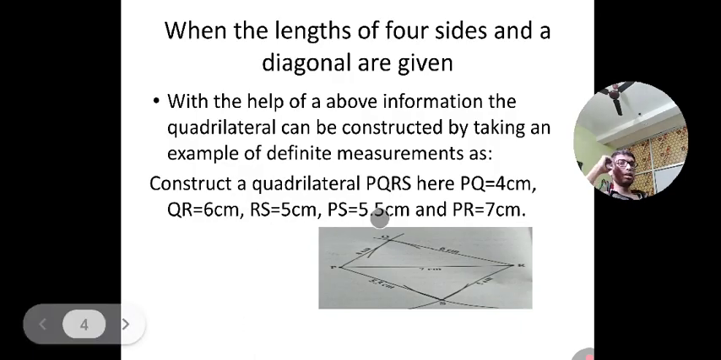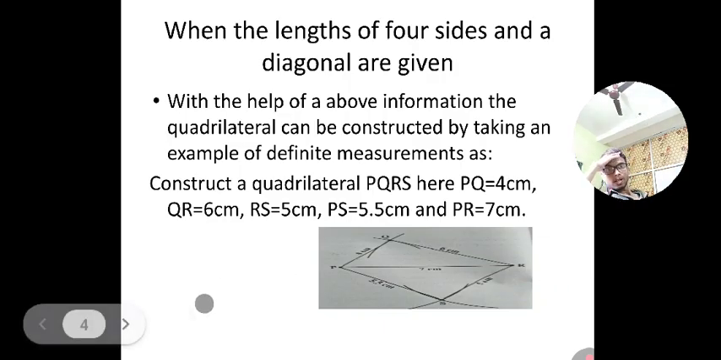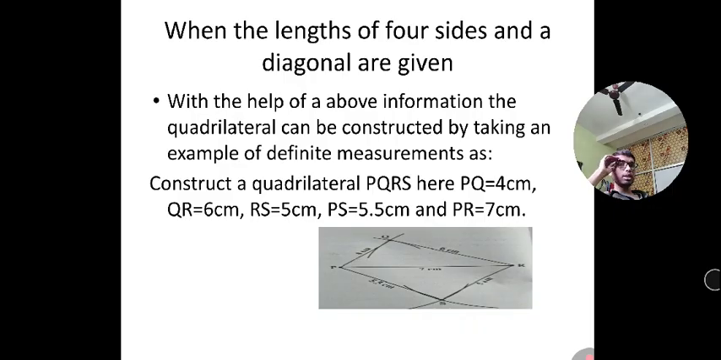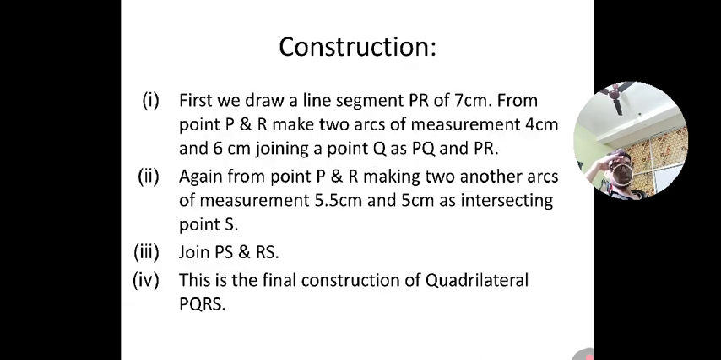Construct a quadrilateral PQRS. Here PQ is 4 centimeter, QR is 6 centimeter, RS is 5 centimeter, and PS is 5.5 centimeter, and PR should be a diagonal. PR is 7 centimeter. This is how we measure the line segments of a quadrilateral. The length of sides can be more or less, it doesn't matter.